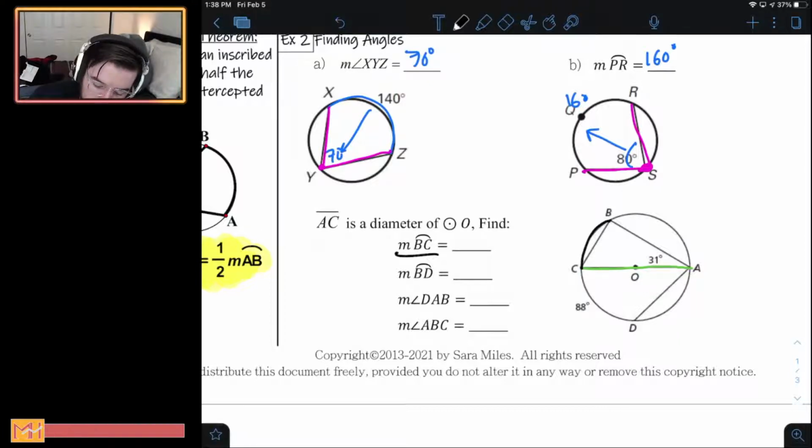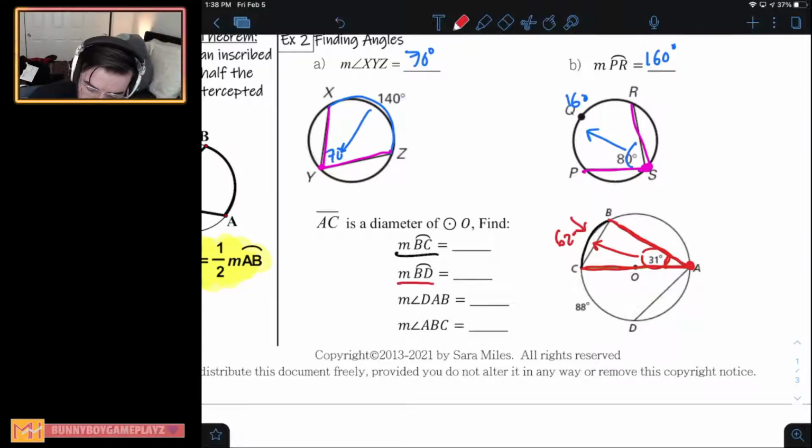Well, it's all about observation here of how is this arc being created? Well, it's being created, so to speak, by this angle. You see how that angle that I'm drawing over the top of is opening up and creating this arc, right? Well, that angle is 31 degrees. So double it and you get the size of the arc, 62. Because this angle is inscribed. That vertex is on the edge of the circle.